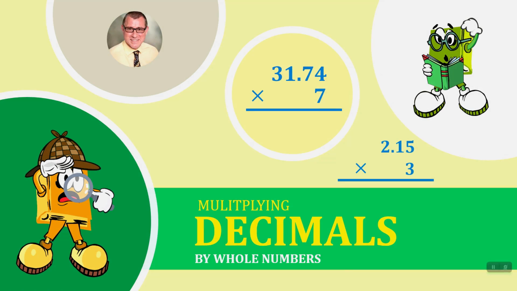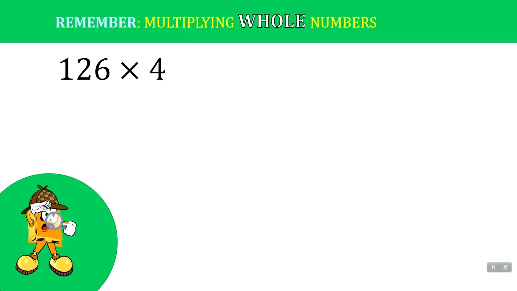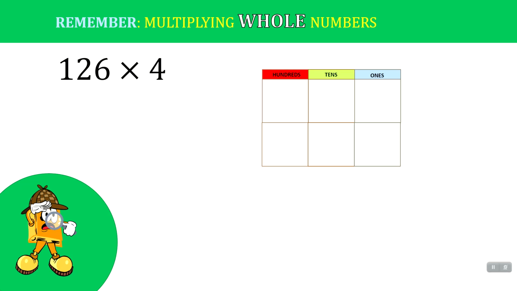In this video, we will look at how to multiply decimal numbers by a whole number. Let's take a look at how we multiply whole numbers first before we multiply decimal numbers. We can place the digits where they go, starting from the ones, the tens, and the hundreds, just to make sure we line them up properly.